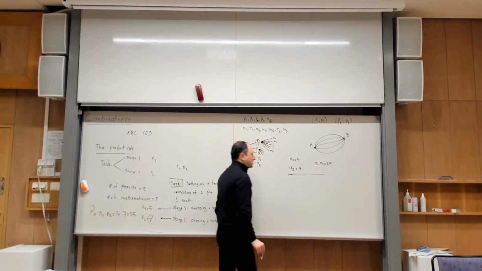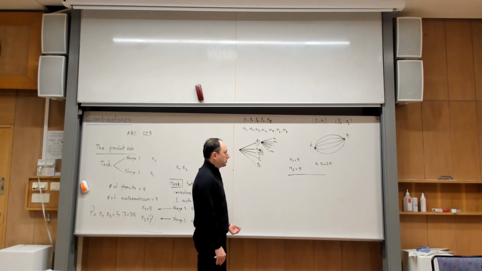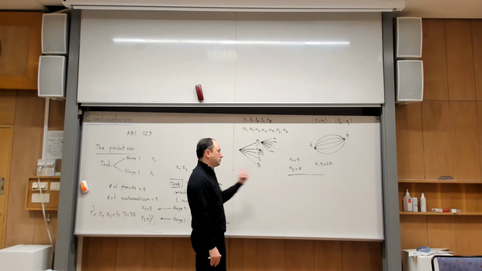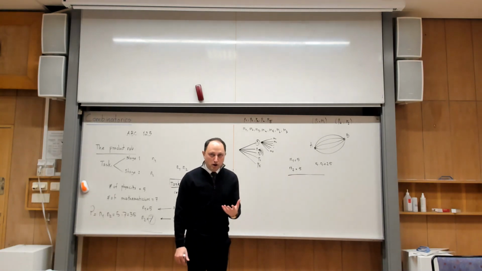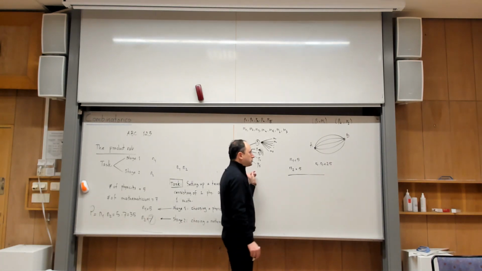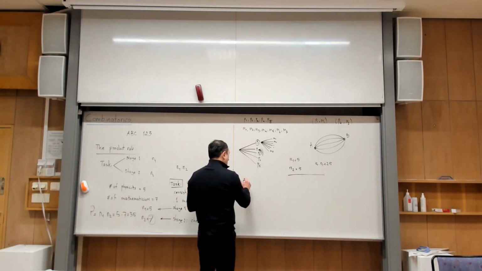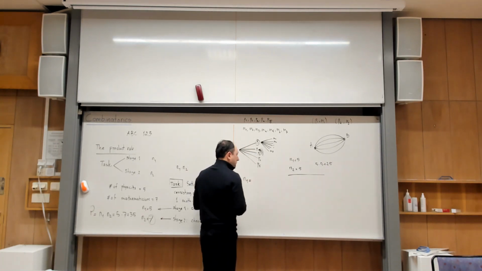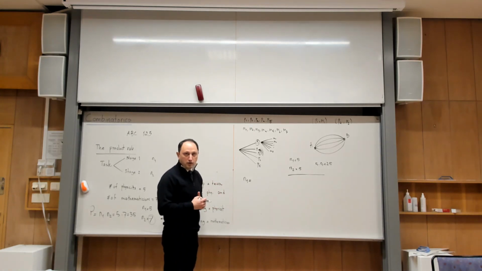Is the task the same? The task is still the same. The task is to find a possible combination of roads for going from A to B and returning back. But this task can be accomplished again in 2 stages. In stage 1, I choose the road for going from A to B. How many options are available again? I want to choose a road from A to B. I have 5 options available.